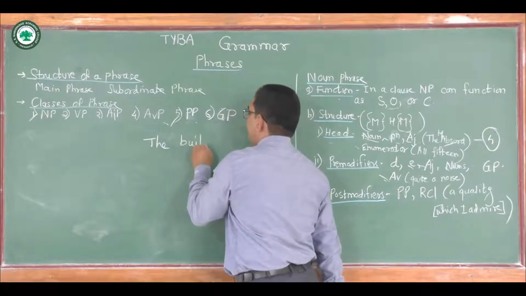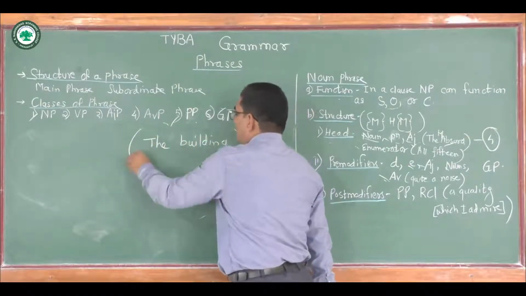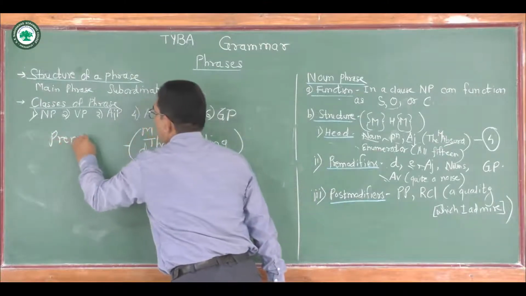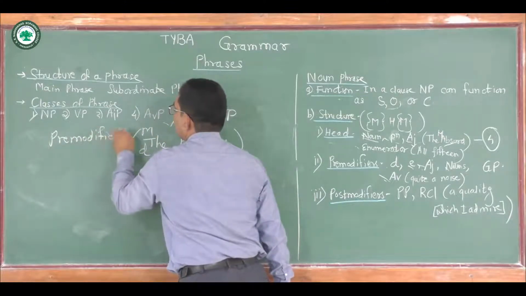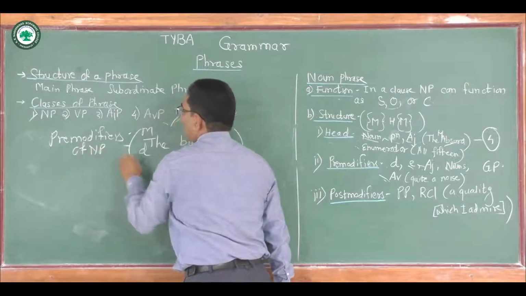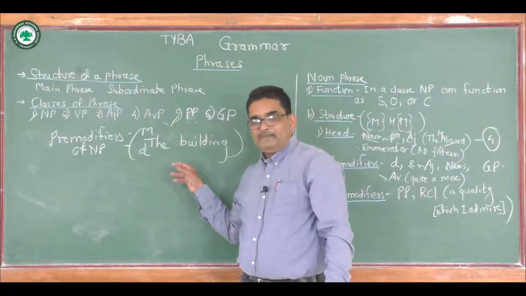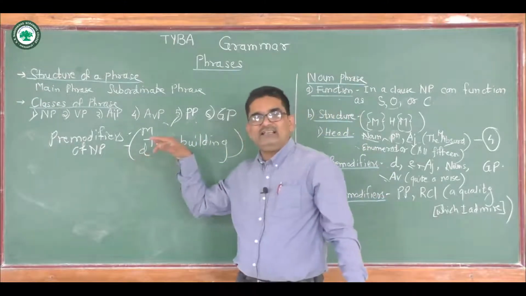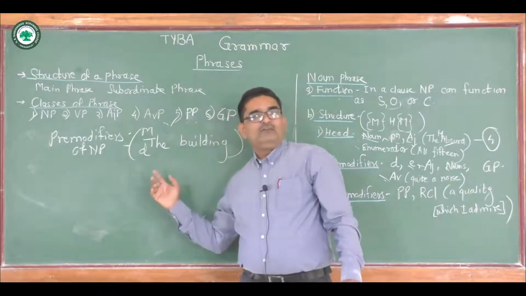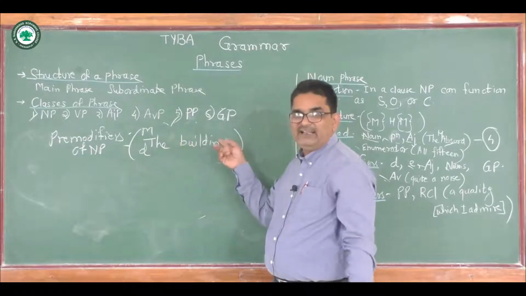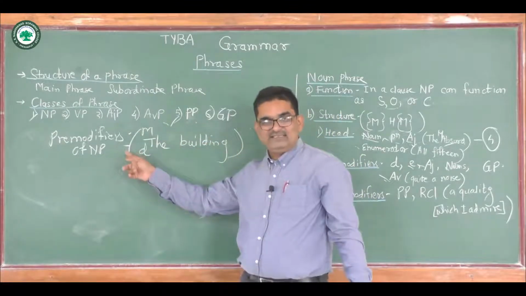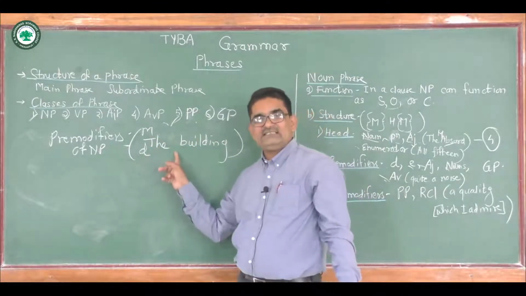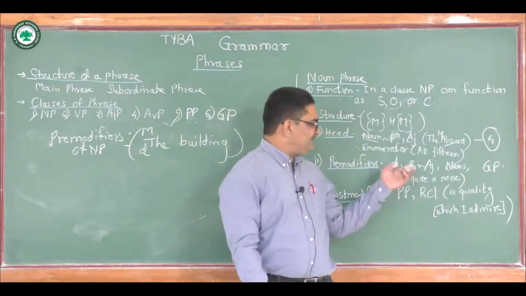The building. Building is head word, but here the is what? Determiner. So we are dealing with pre-modifiers. What are the pre-modifiers of noun phrase? The building. The is determiner. Word class, what is it? It is determiner. Head word is building, but here we are dealing with pre-modifiers. Before building, what is B is noun, and before that, the functions as a determiner. Then next you can say enumerator.